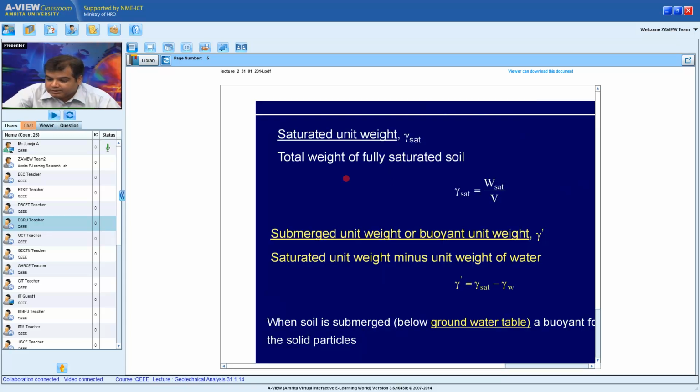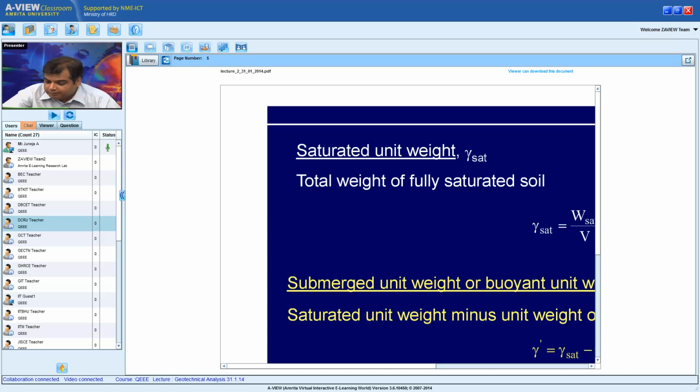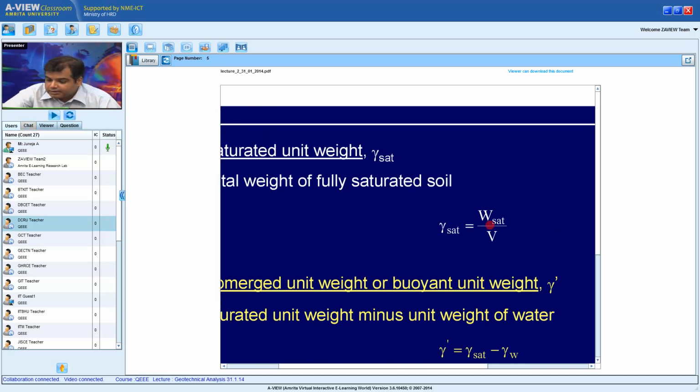This leads to the third definition, which is saturated unit weight. In other words, all the voids in the previous expression are filled with water. So you have the saturated weight in the numerator, meaning weight of solids plus the weight of water. Remember, all the voids are now filled with water, and the denominator is the volume, which stays the same, the volume of the solids plus the volume of the voids.